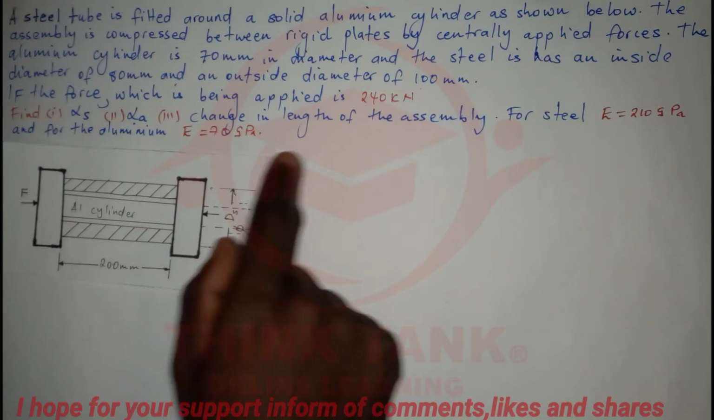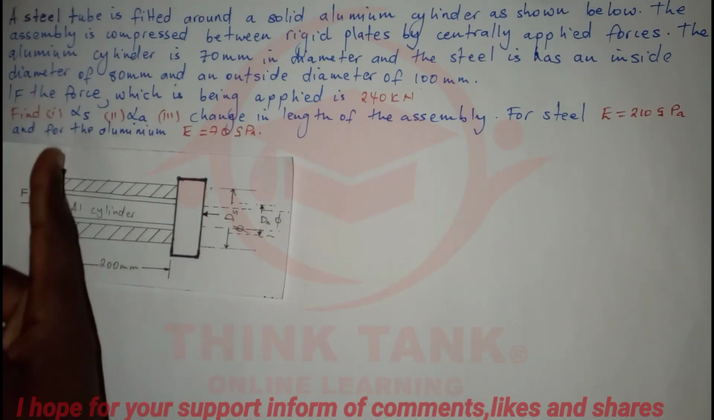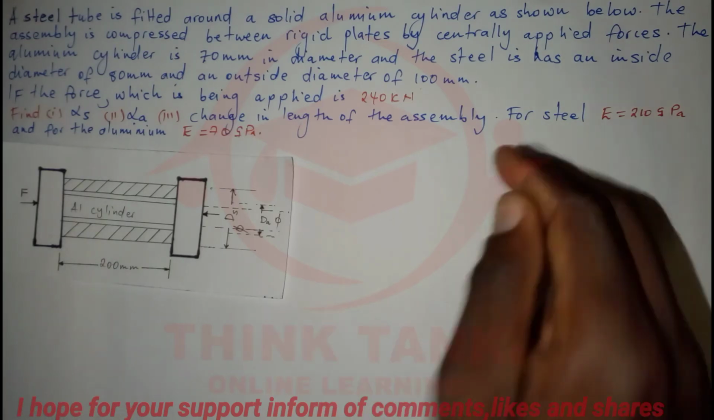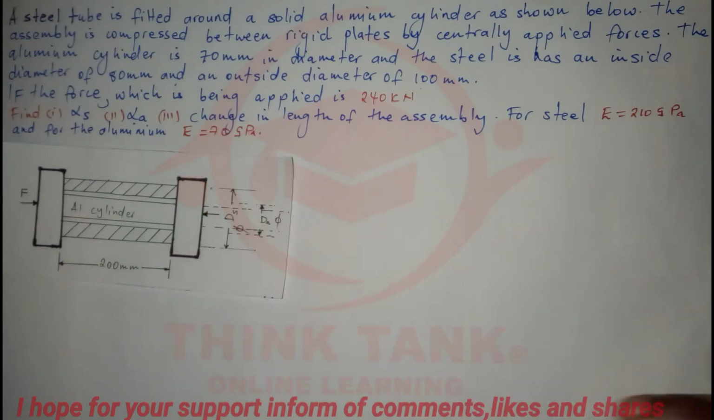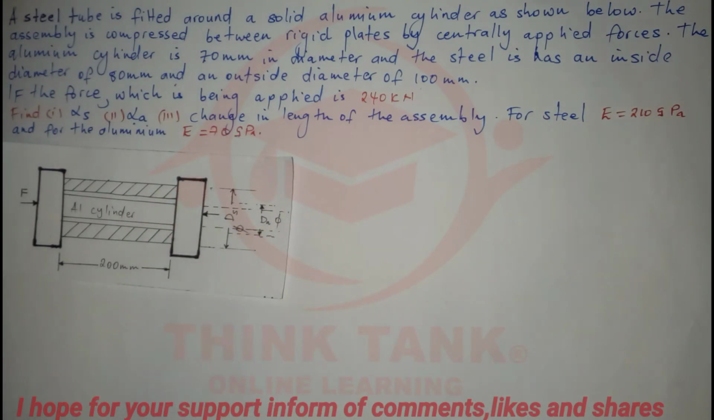If the force being applied is 240 kilonewtons, find the stress in the aluminum and the stress in the steel. We're also going to find the change in length of the assembly. We're given the Young's modulus of steel and the Young's modulus of aluminum. I'm going to show you how to solve this question using two methods.